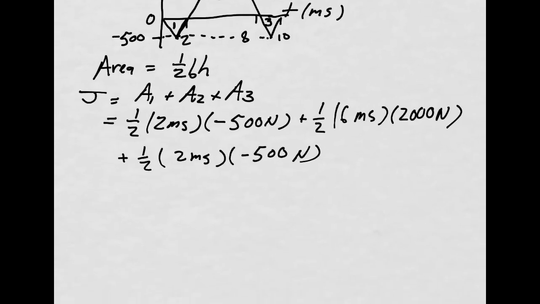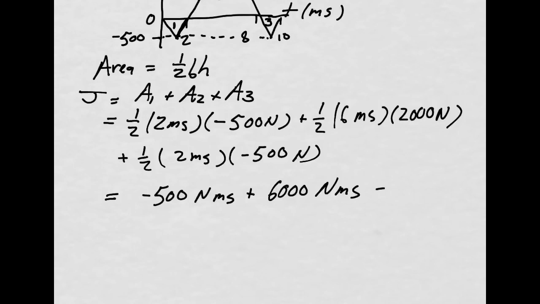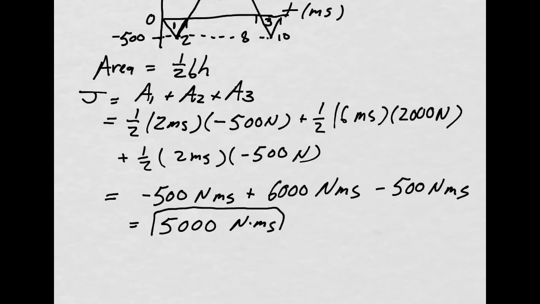So, if we take the sum of all these, 1/2 times 2 cancels, so that's negative 500 newton milliseconds, plus 2000 divided by 2 is 1000, times 6 is 6000 newton milliseconds, minus 500 newton milliseconds again. So this gives us 5000 newtons times milliseconds for our impulse.